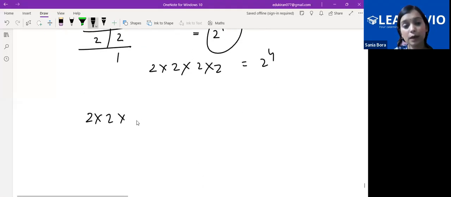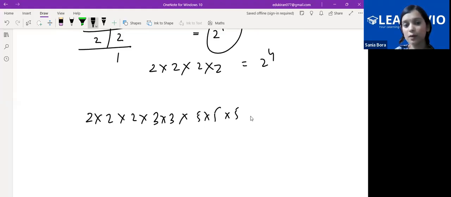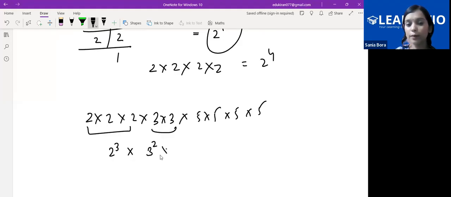In case the prime factorization is this: 2 multiplied by 2 multiplied by 2 multiplied by 3 multiplied by 3 multiplied by 5 multiplied by 5 multiplied by 5 multiplied by 5. Right? How would you write it? 2 raised to the power 3 multiplied by 3 raised to the power 2 multiplied by 5 raised to the power 4. Done? Clear? So you have to just count how many numbers there are and that will be the power.